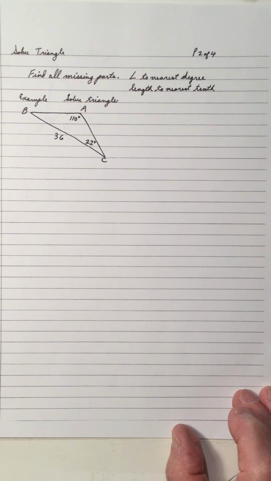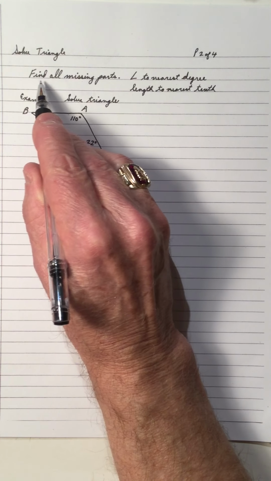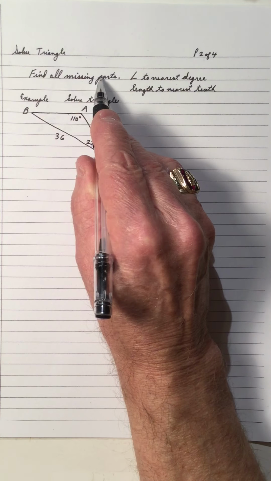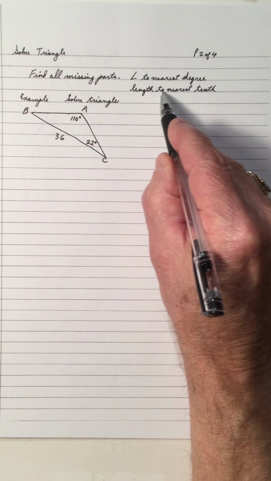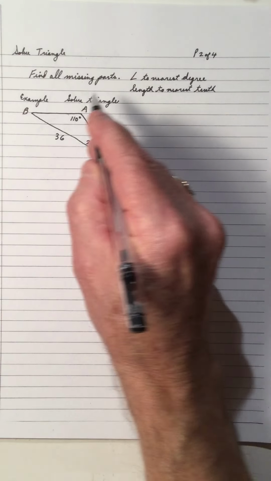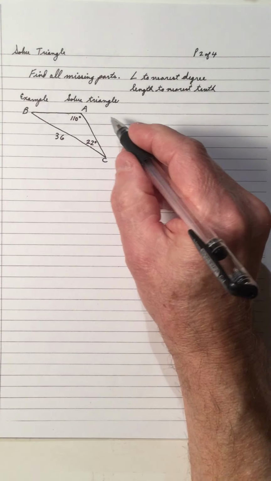Now let's proceed to solve a triangle using the sine law. Solve the triangle means find all missing parts. So we're going to have the angles go to the nearest degree and the lengths go to the nearest tenth. An example: solve the triangle. It means find all the missing parts.